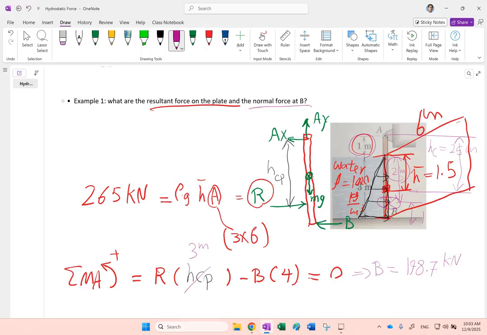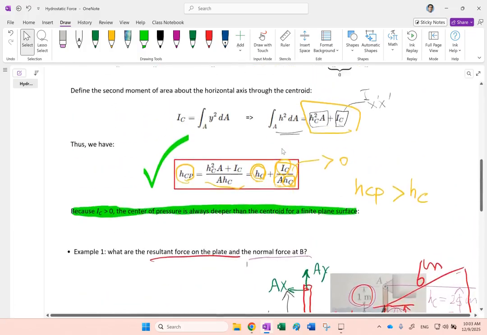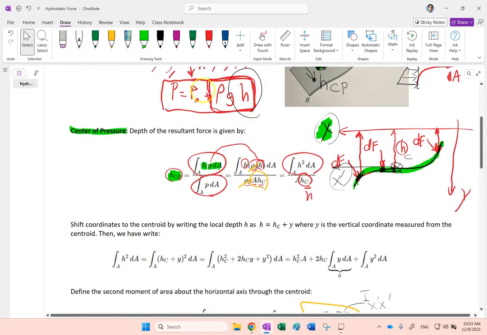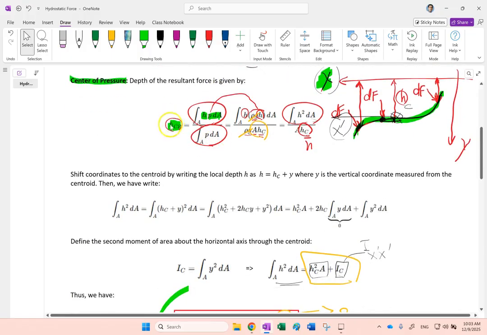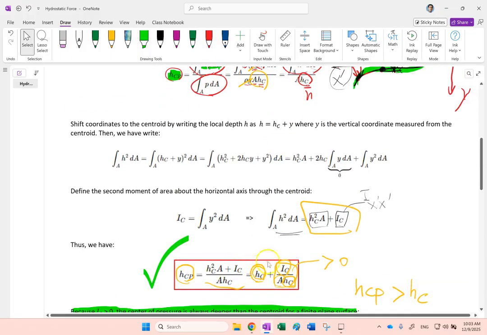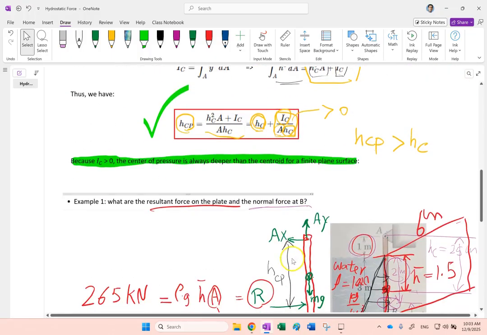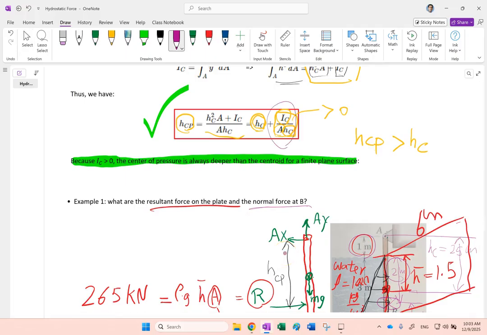So this is an example of an object under water. And basically finding the resultant force. In this case, I don't even need to go with this formula, but if I did, this portion here is exactly that extra 0.5 meter. Okay? So you can check it for yourself if you are interested.